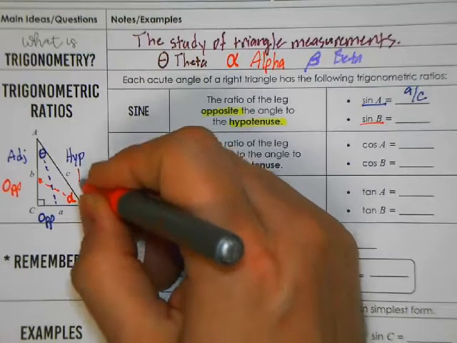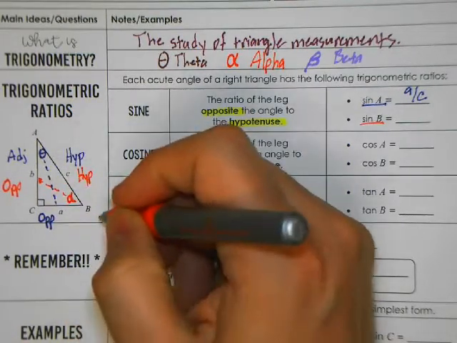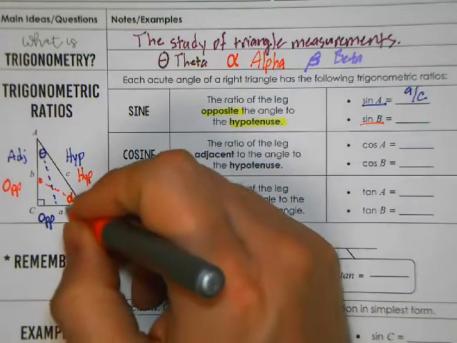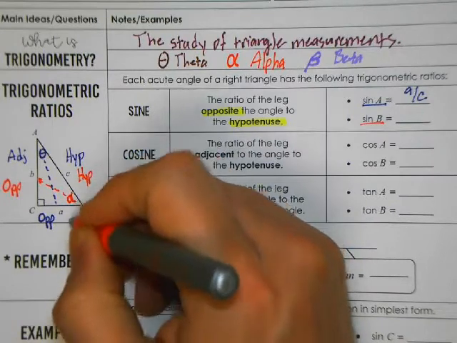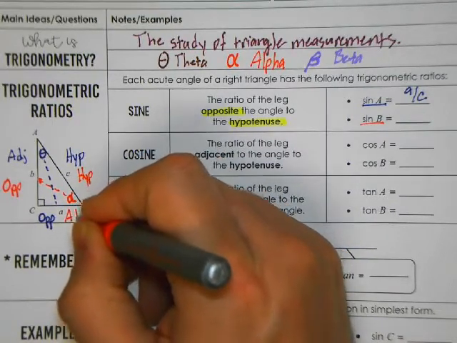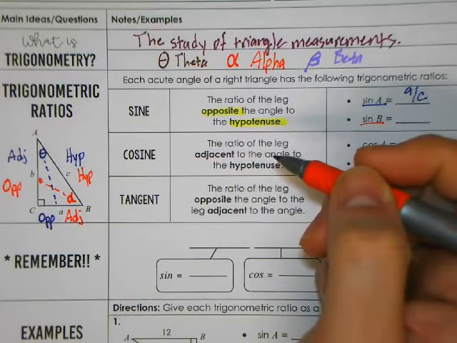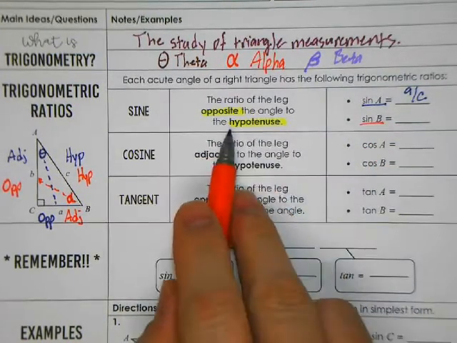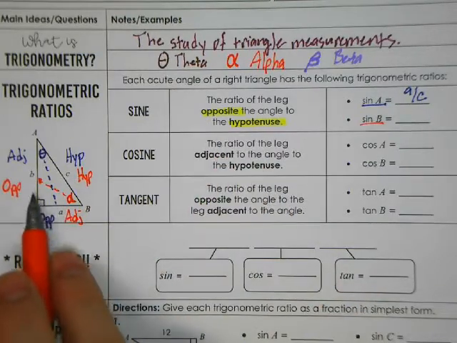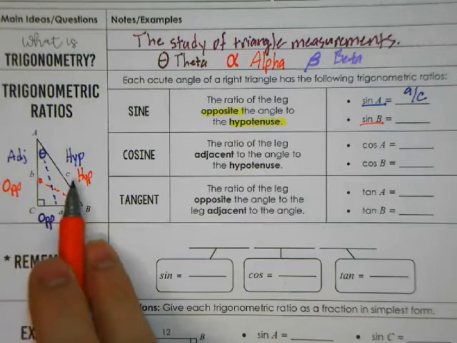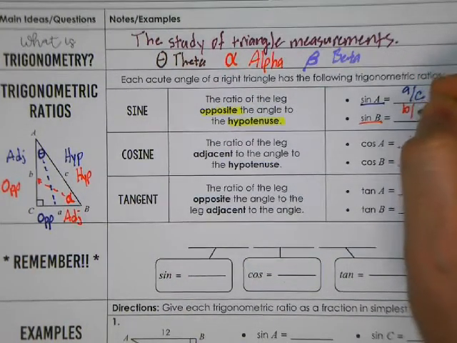Now the hypotenuse is always just the hypotenuse, so it doesn't change even though we changed corners in the triangle. And now the side that makes up angle B but is not the hypotenuse is now the side adjacent to angle B. So if I'm looking to make the ratio of the opposite side to the hypotenuse for sine, in this case I would say B over C. So that's what I'm going to put here, B over C.